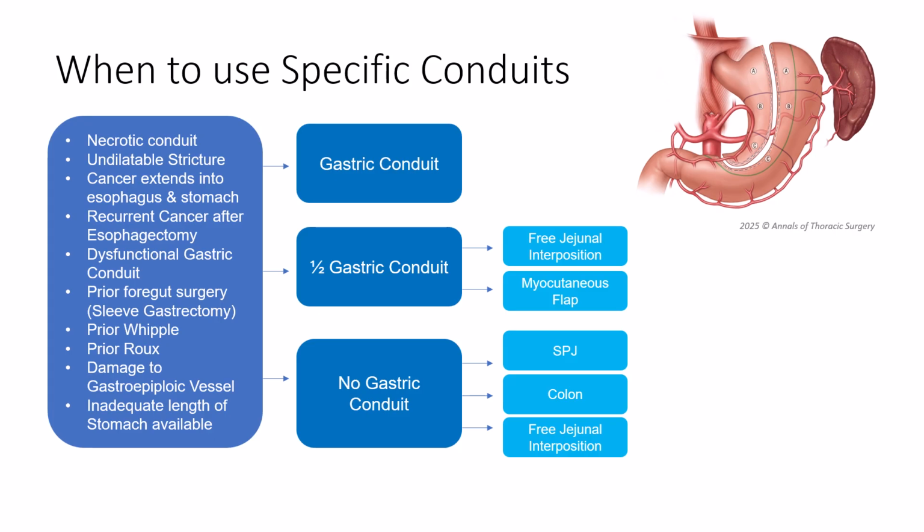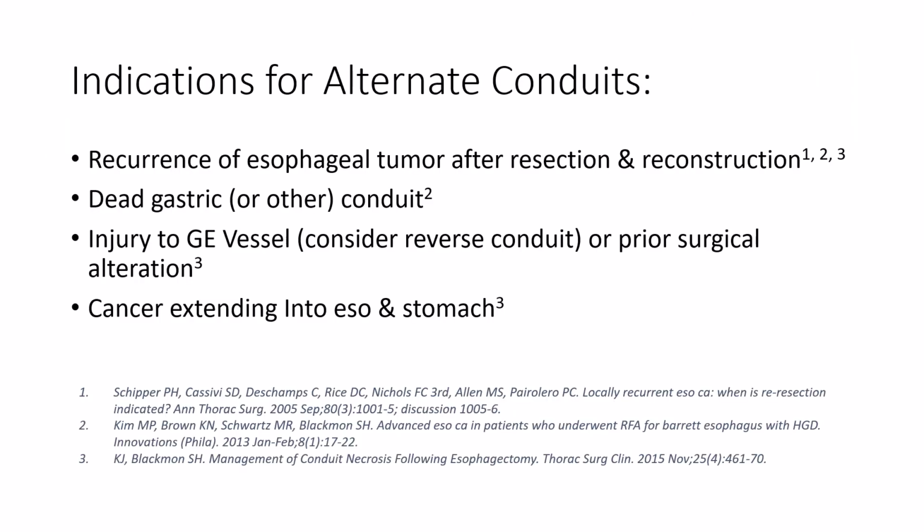Patients who've had damage to the gastroepiploic vessels may require a supercharged pedicle jejunum or colon interposition, or a reverse gastric tube, depending on if it's cancer or not, as we discussed in the earlier slide. In patients who have inadequate length of stomach available, again, a free jejunal interposition might be the best option. And this is broken down on whether or not you have the full gastric conduit, half of the gastric conduit, or no gastric conduit. There are many indications for alternate conduits.